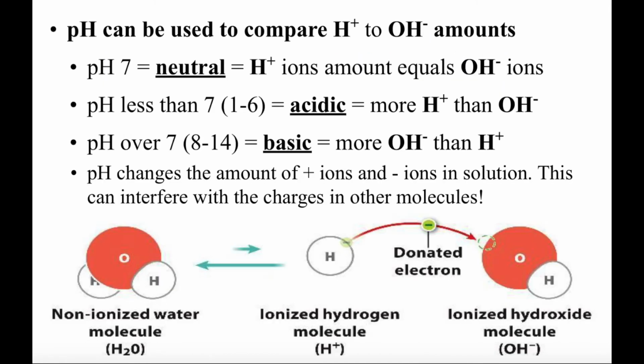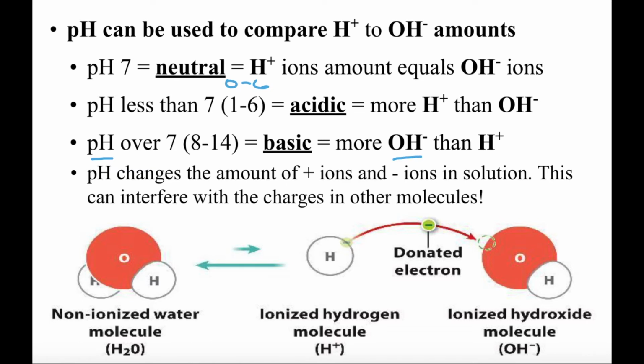So just a reminder for the pH scale, pH 7 is neutral, and when it's neutral, that means your hydrogen ions are equal to your hydroxide ions. pHs less than 7 are acidic, which means there's much more hydrogen ions than hydroxide ions. And the pH range can actually be 0 to 6, not just 1 to 6. And pHs over 7, up to the maximum of 14, are considered basic. In this instance, because their hydrogen concentration as measured by pH is so low, it also happens to have a lot more hydroxide ion than hydrogen ions.